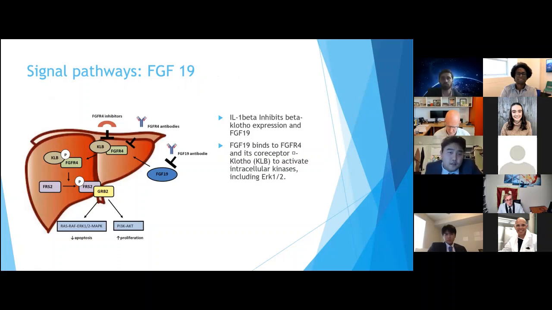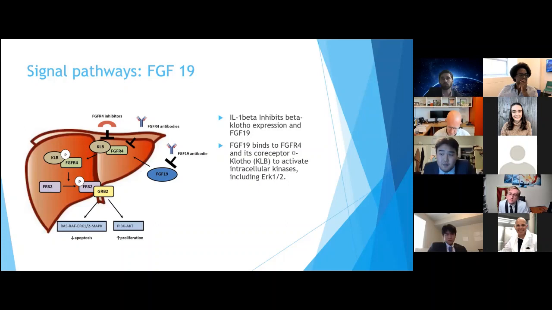After that is FGF19, which is fibroblast growth factor 19. IL-1 beta inhibits the beta klotho expression of FGF19. The FGF19 subfamily requires the klotho protein as a co-receptor to facilitate their interaction with the FGFRs. I found a good example of this reaction, where they show FGF19 meeting KLB, which is the beta klotho expression right there.